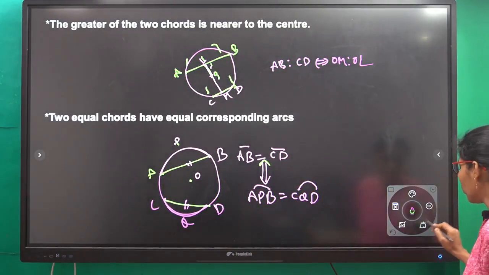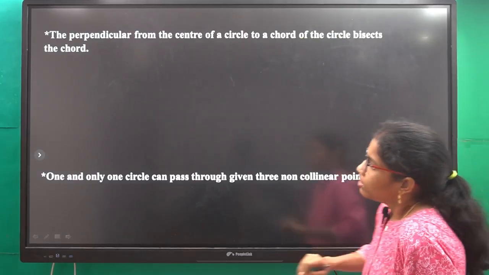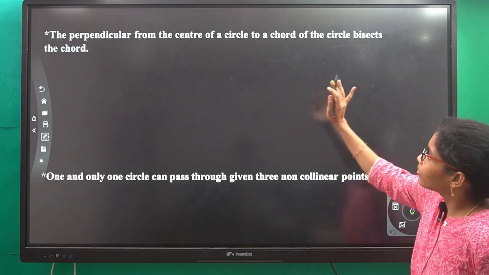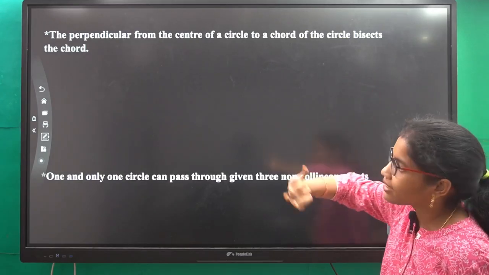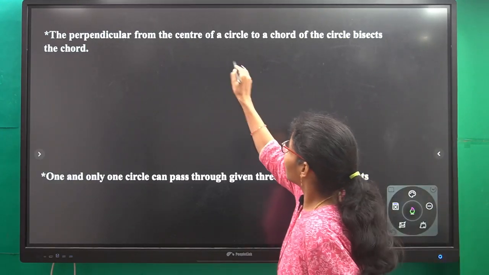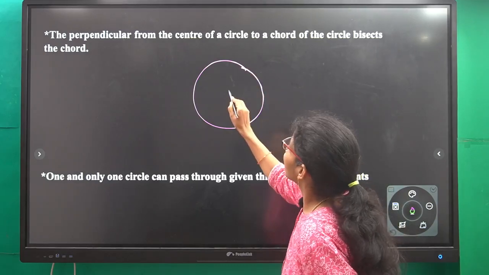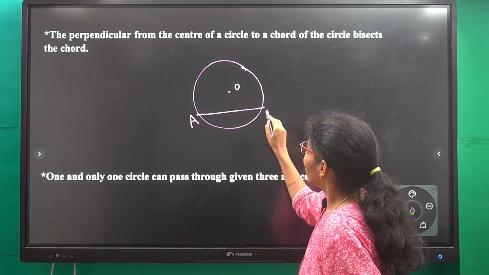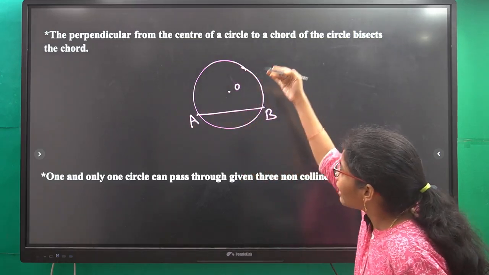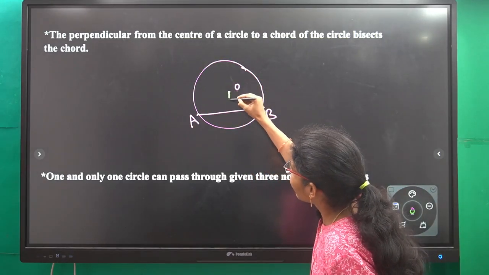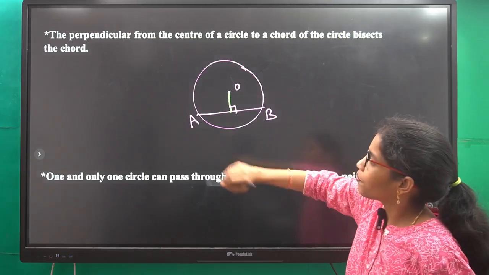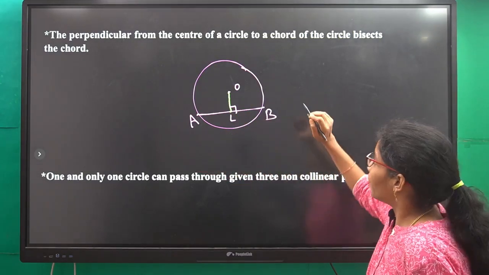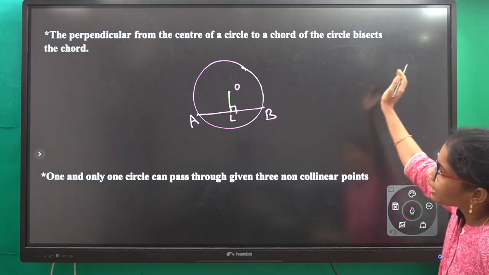Clear? So the next one is that the perpendicular from the center of the circle to a chord of the circle bisects the chord. If a circle is there, this is the center O and this is the chord AB. A perpendicular from the center of the circle to a chord, you can take like this. OL is the perpendicular taken from the center to the chord AB, then it bisects the chord.